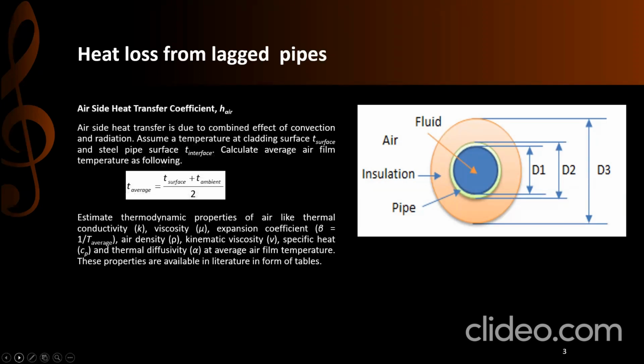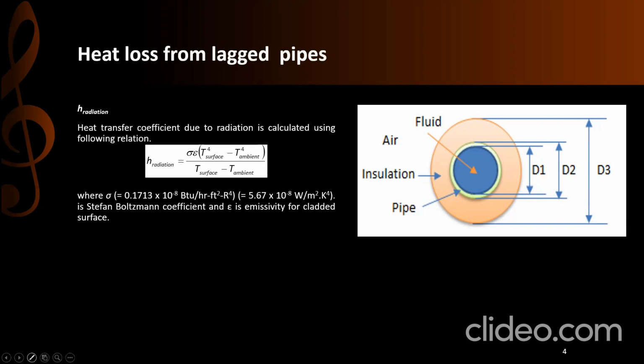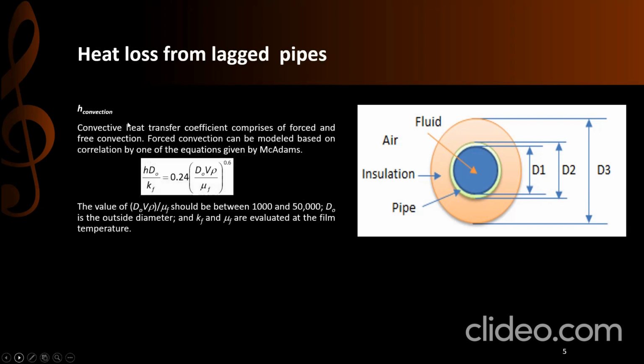We get this because this is for the air side coefficient, the combined effect of convection and radiation. So based on that, those are the coefficients. So next after the radiation is the convection. This is where your properties come in. The convective heat transfer coefficient comprises forced and free convection. Forced convection can be modeled based on correlations, one of the equations given by McAdams, in Heat Transmission by McAdams. And there are many such correlations.